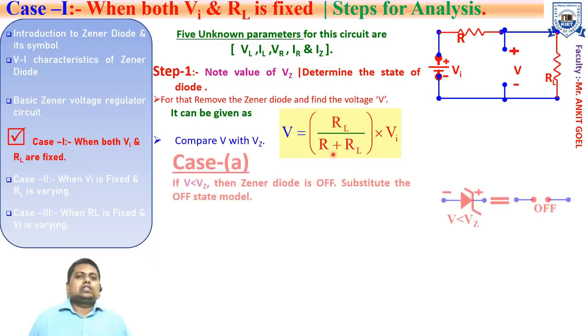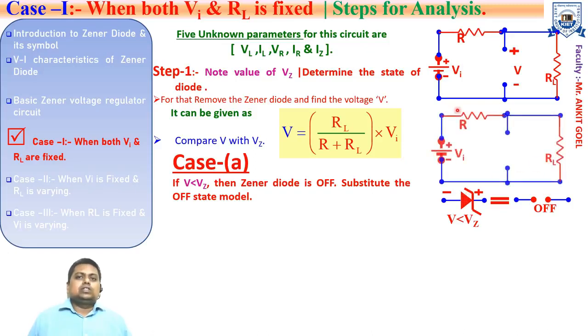So let's discuss the first case. Suppose V comes out to be less than Vz, then 100% the Zener diode will be operating in the off state, as there will be no current flowing through this Zener diode. So we replace it by the open circuit. As you can see, this is the Zener circuit, and you have replaced the Zener diode by the off state.